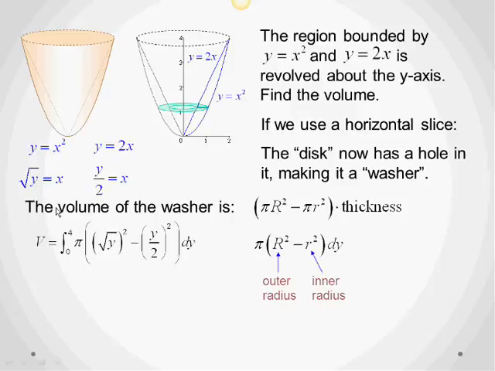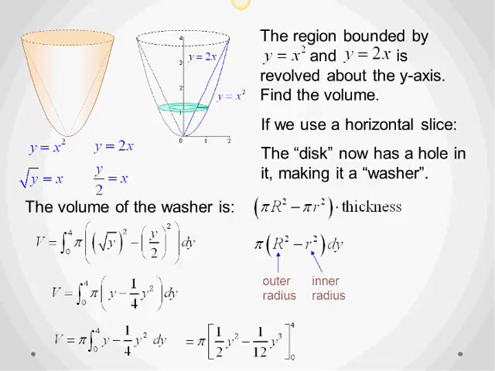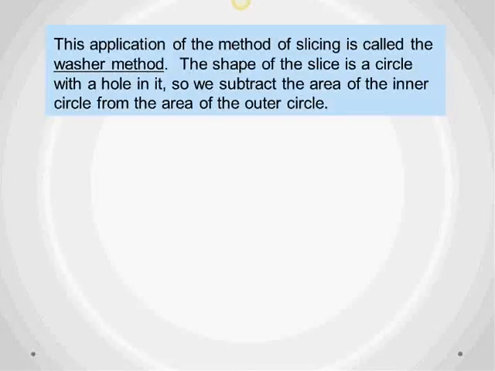because I'm integrating with respect to y, so I have my volume equaling the integral from 0 to 4 of pi times big R squared minus little r squared dy. When I integrate that and I find my antiderivative, we end up getting 8 pi over 3 as our answer. This application of the method of slicing is called the washer method.